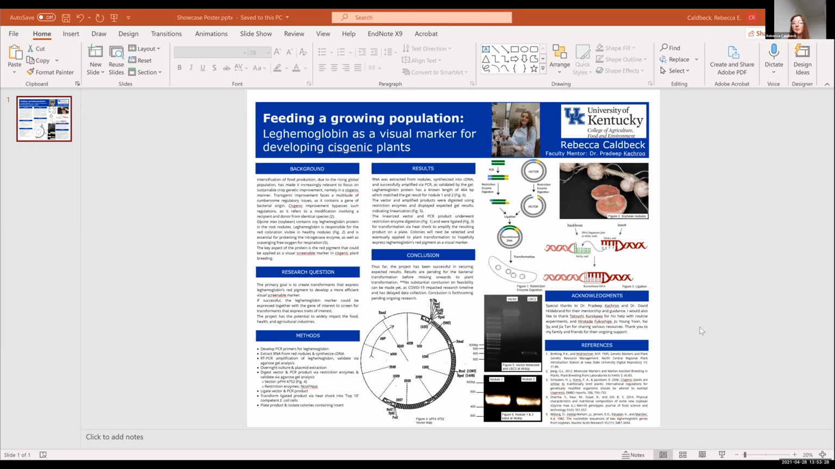Okay, so the leghemoglobin protein is pink in color, and our hypothesis is that the leghemoglobin protein will be expressed as a pink color when attached to a gene of interest in a transformant. I hope that answered the question.